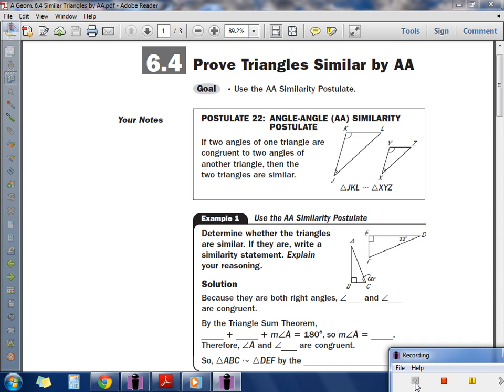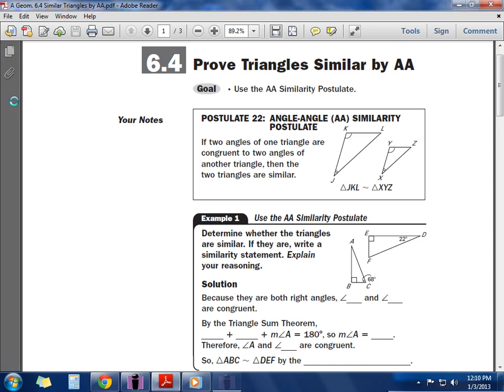Today's lesson deals with proving triangles are similar with angle-angle similarity. Now, this similarity is different from our congruence postulates that we had a while back. It only works on similarity. This little postulate does not work on congruence, but it's very simple.